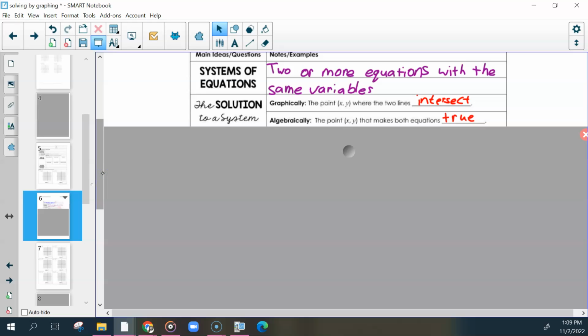So the definition of a system of equations is two or more equations with the same variables. In here, we're just going to do two equations. I think in Algebra 2, you move on to three. It's a little hectic.